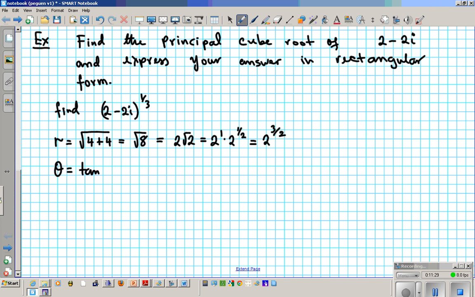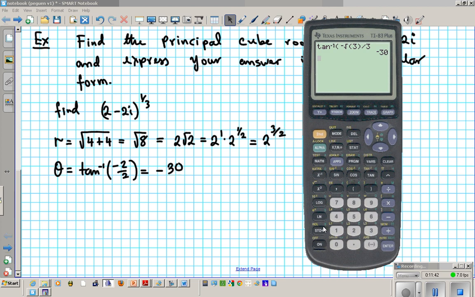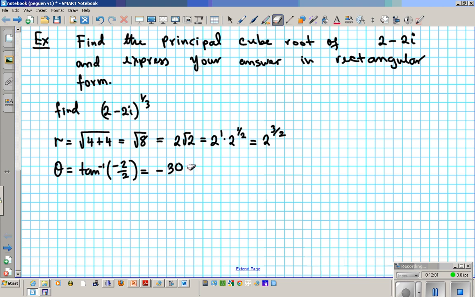So we need theta next. Theta is going to be the inverse tan of y over x, so negative 2 over 2. Inverse tan of that is negative 30, I believe. If we use our calculator, we can verify. Inverse tan of negative 1, which is negative 2 over 2. Ooh, negative 45. My mistake. Negative 45. Okay, sorry about that. So inverse tan of negative 2 over 2 is negative 45.